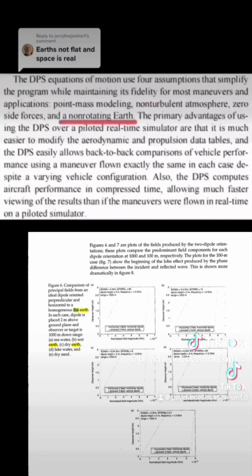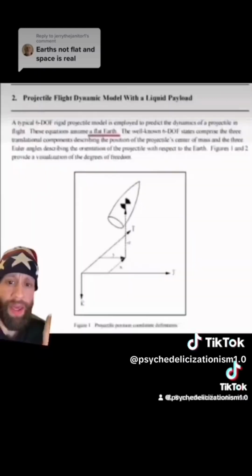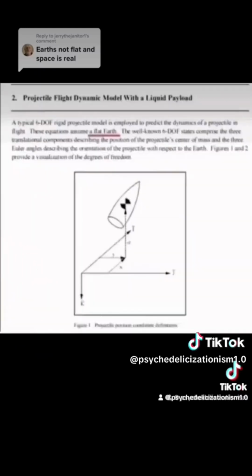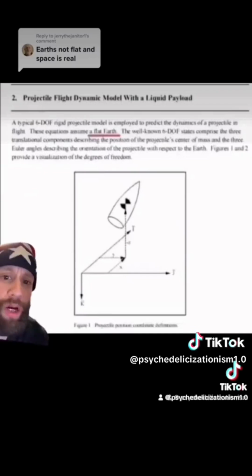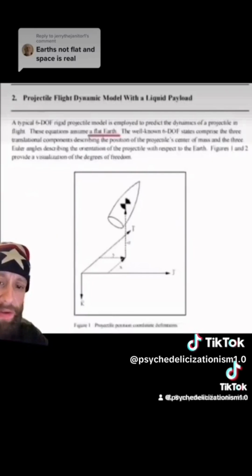The DPS equations of motion use 4 assumptions that simplify the program while maintaining its fidelity for most maneuvers and applications. Point mass modeling, non-turbulent atmosphere, 0 side forces, and a non-rotating Earth. NASA document on the projectile flight dynamic model with a liquid payload. A typical 6DOF rigid projectile model is employed to predict the dynamics of a projectile in flight. These equations assume a flat Earth.